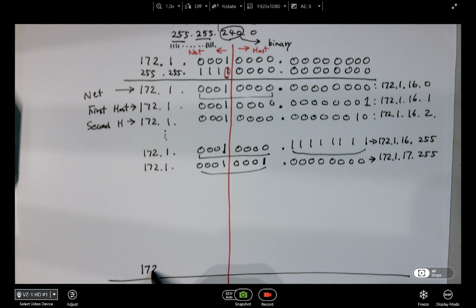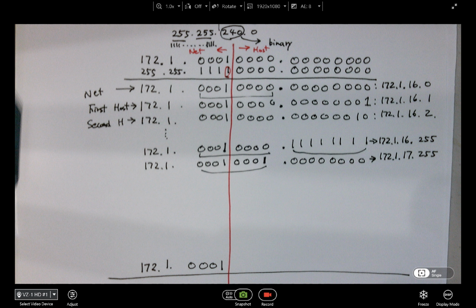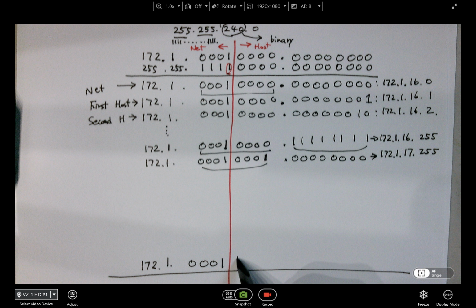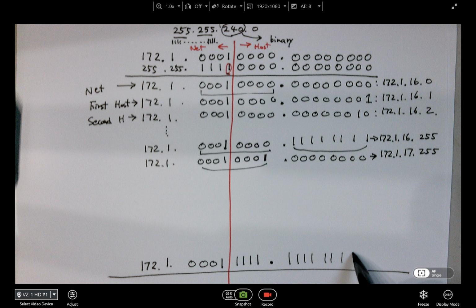It's 172.1.0001. And then you know that for the broadcast IP address, the host portion is going to be all ones. That's the definition of the broadcast IP address. So the 1111 dot, and then 11111111, right? So that's a broadcast IP address.